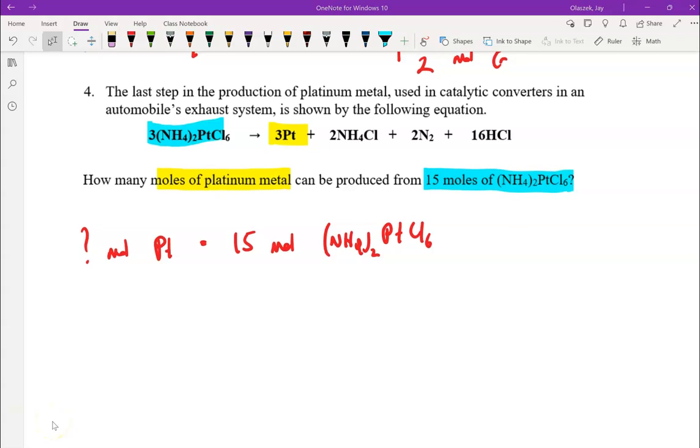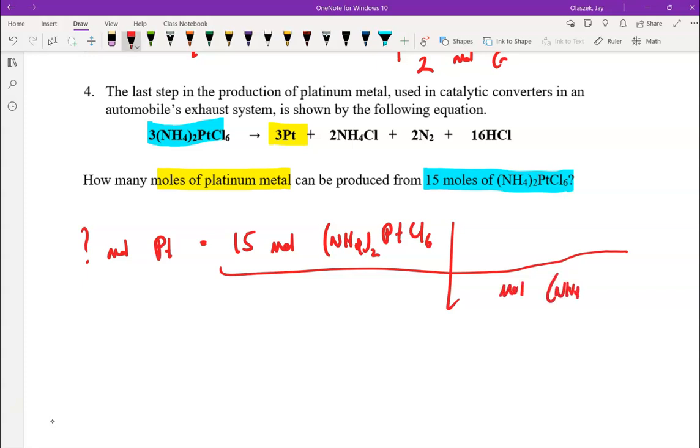So we're asking how many moles of platinum metal can be produced from 15 moles of this big clunky thing with ammonium and platinum and chlorine. We're using the 15 moles as our known. The platinum is our unknown. So I'm going to go from moles of my known, which in this case is this thing, moles of (NH4)2PtCl6, to moles of our unknown, which is what we're trying to find in this case, platinum metal.